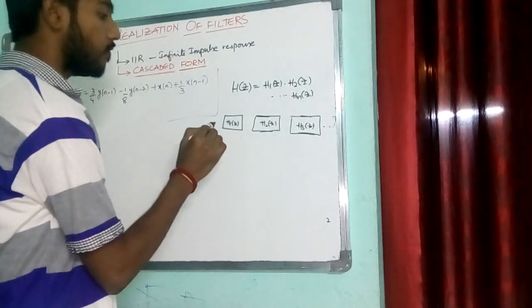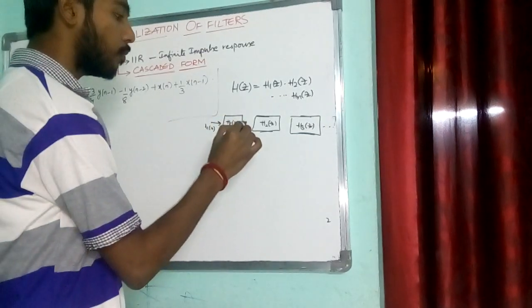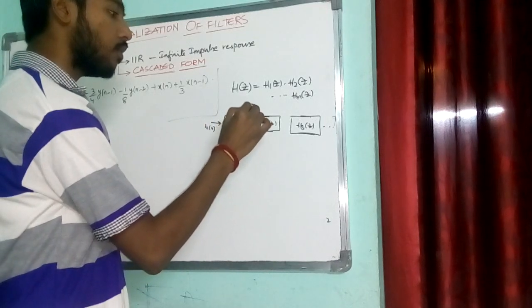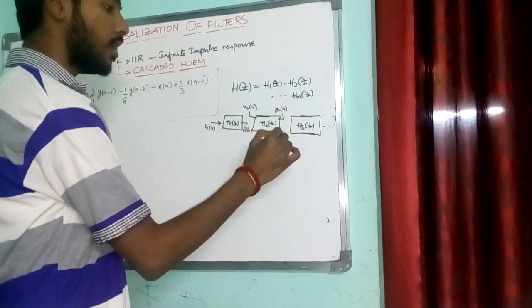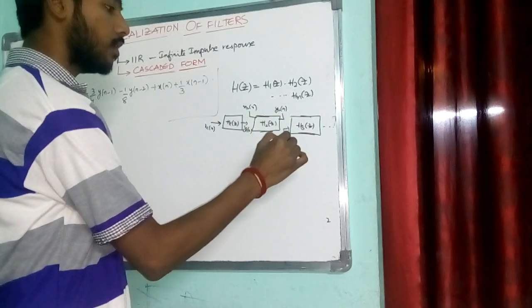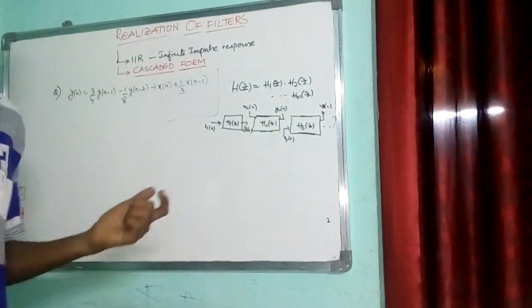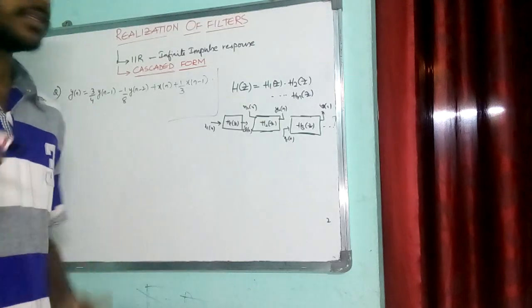For the first one, I'll give an input of x1 of n, so I'll get an output of y1 of n. For the second one, I'll give input as x2 of n and I'll get y2 of n. Similarly, x3 of n gives y3 of n, up to yn of n, and so on. So these are all connected in series.